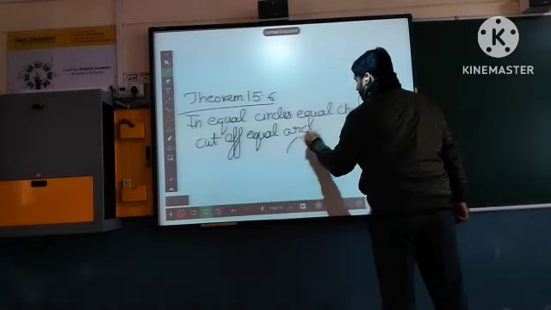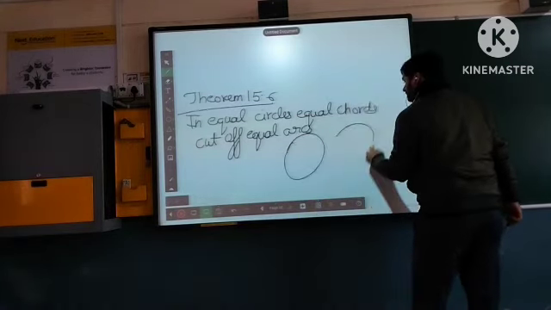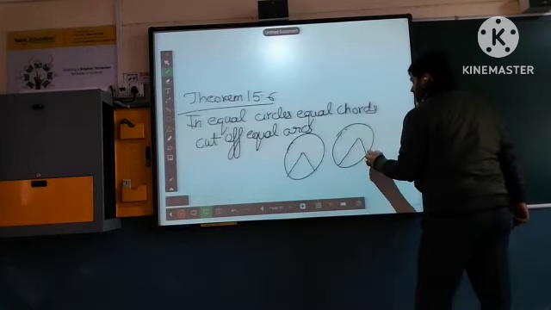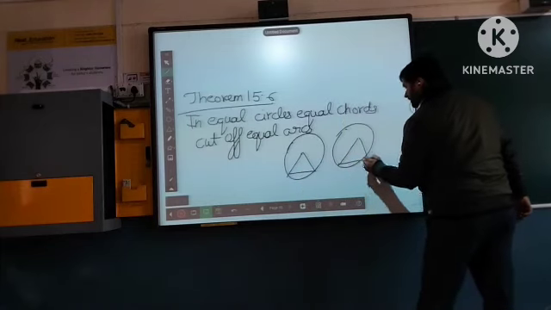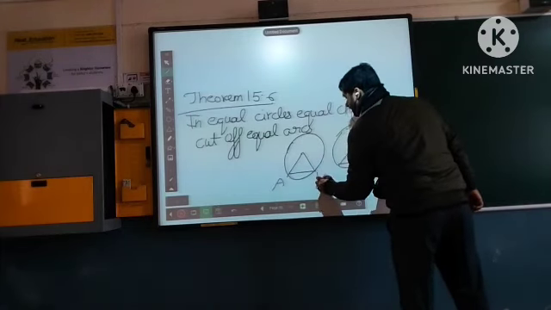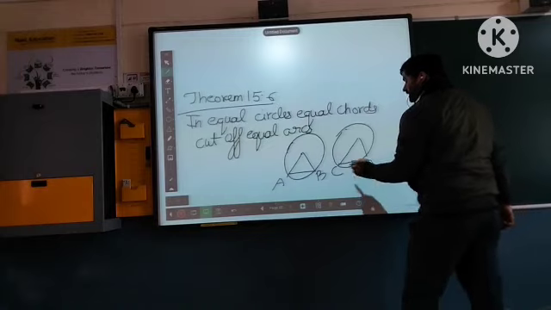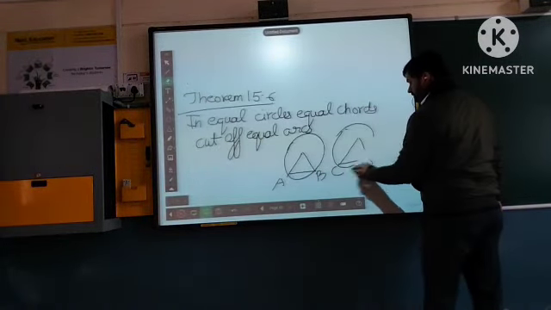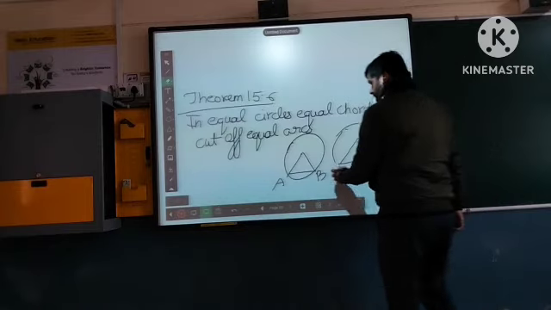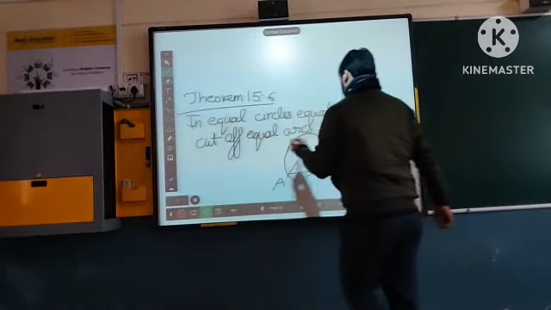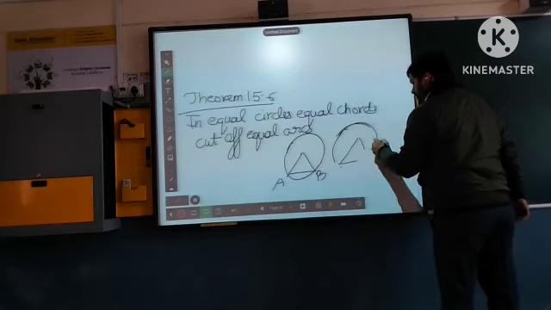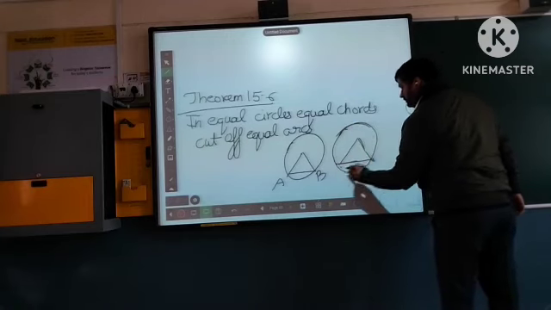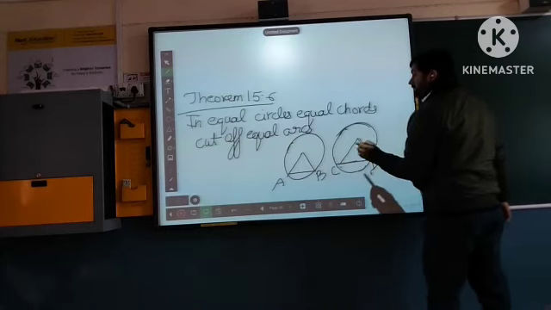The previous exam was for the equality of angles through the equality of arcs. This is for the equality of arcs through the equality of the length of the chords. So two circles are drawn. One chord is AB, the other chord is CD. So what is theorem 15.6 here? To draw it properly.